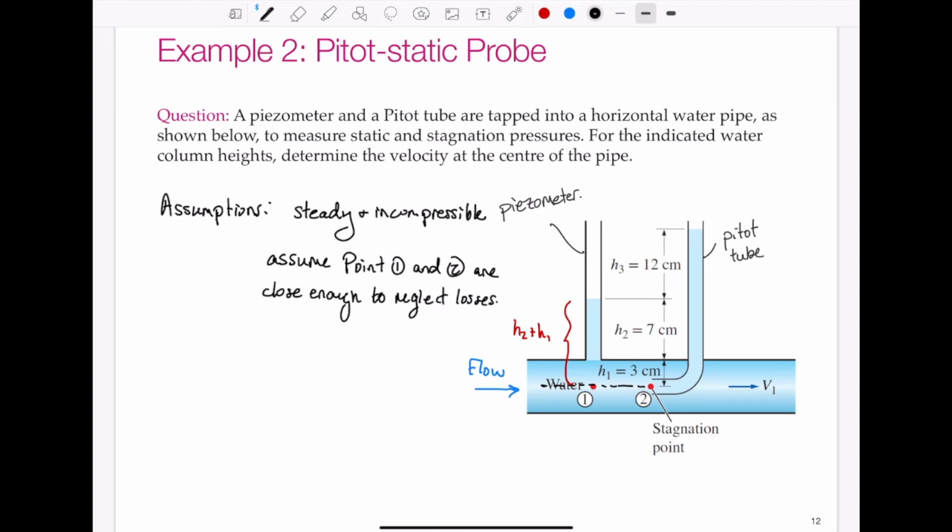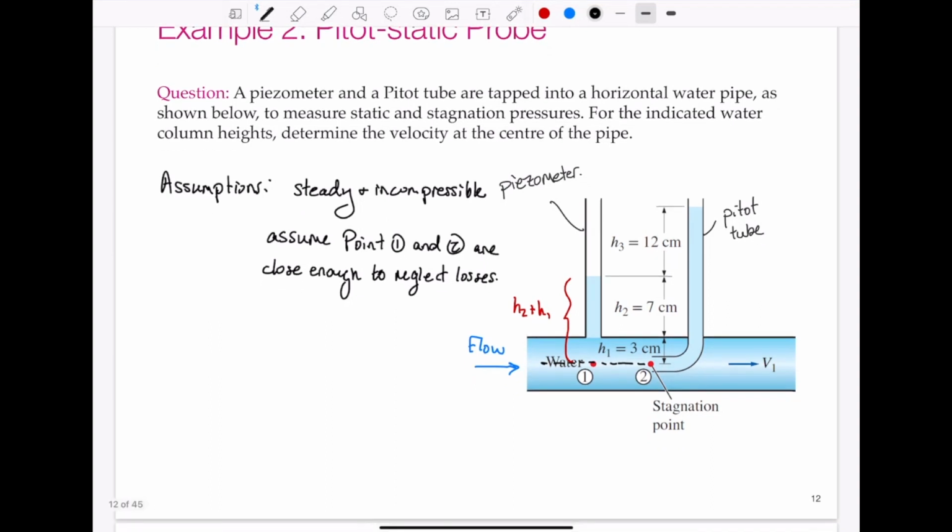So we can't use a point 1 that's meters and meters away. They have to be fairly close to each other. So we have point 1 directly underneath the piezometer, along that center line, and point 2 is at the tip of the pitot tube. So what is our pressure at point 1?